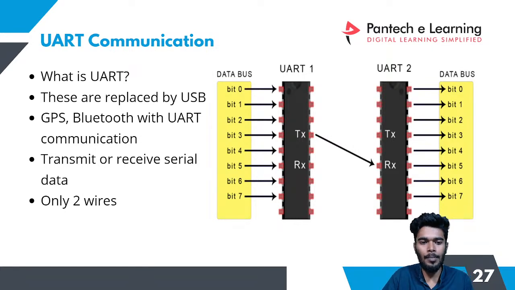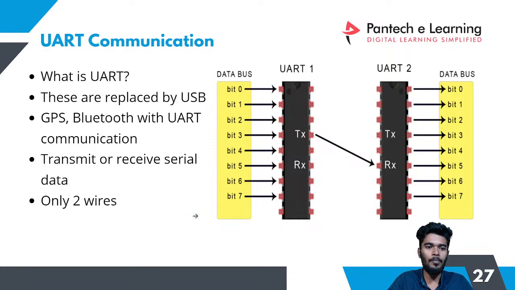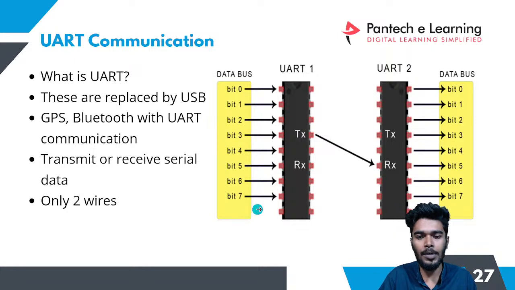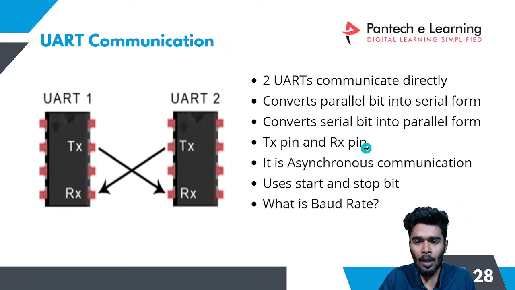What do we mean by serial? We have serial communication and parallel communication. In serial communication, the bits are transferred one after another. In parallel communication, the bits are transferred at the same time. The main thing is that UART communicates with only two wires. USART is a synchronous and asynchronous receiver transmitter, so it has a third pin for the clock pulse. Only two UARTs can communicate with each other directly.